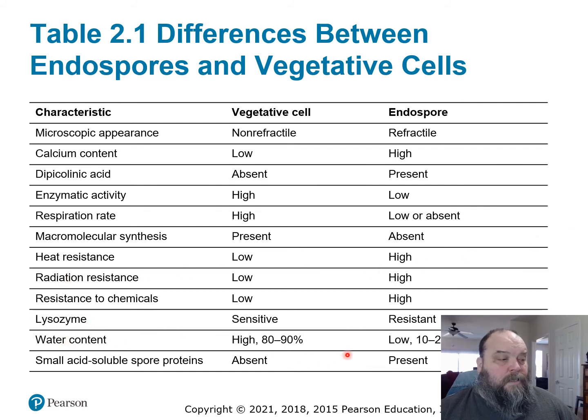The water content. Vegetative cell, 80 to 90%. Endospore, 10 to 25% in the core. This is getting down to basically beef jerky, if not less. There's more water content probably in the piece of paper you have sitting on your desk right now than there's going to be in the core of some of these endospores.